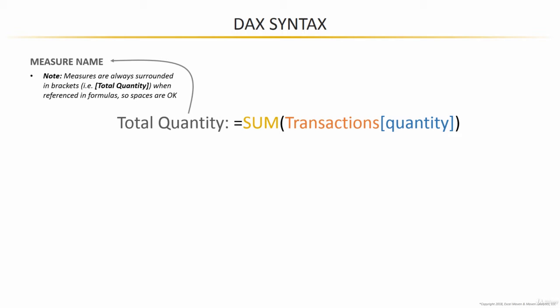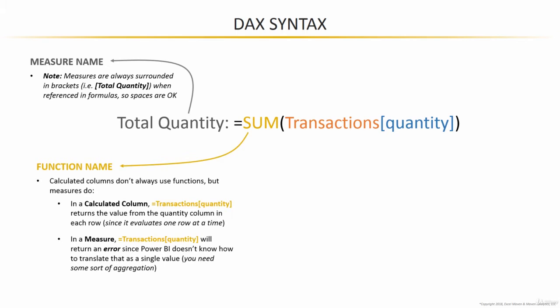In gray, we have the measure name. And like I mentioned, measures will always be surrounded by brackets when referenced in formulas, so having spaces here is okay. Now the next component immediately following the equal sign is the function name.